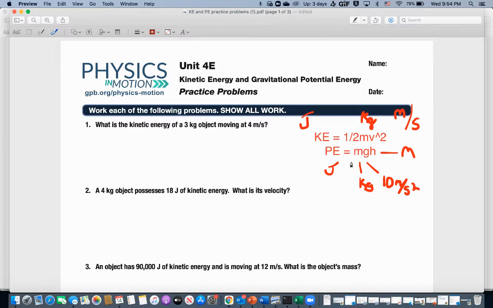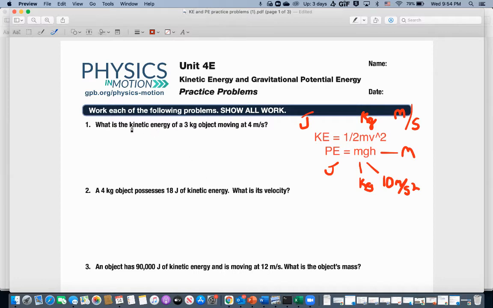We also have the potential energy equation. So potential energy equals mgh right here. So that's mass times gravity times height. Again, energy, all types of energy, no matter what the type, is always represented by joules. Mass is kilograms. G is what we've been using here, 10 meters per second squared, and H is in meters. Okay, so we're going to go through these problems right here.